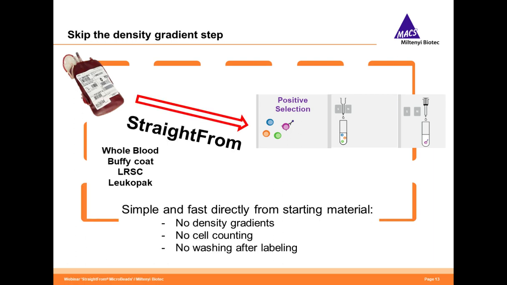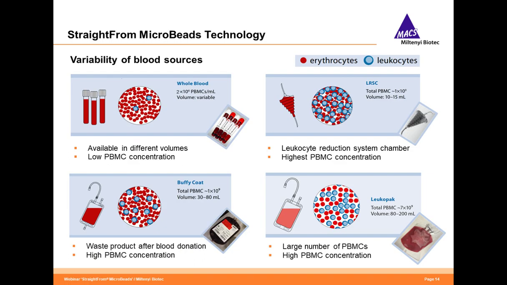So our intention was to directly skip the density gradient centrifugation, so that you are able to go straight from your source of blood to the positive separation of your cells of interest. And this without density gradients, without cell counting, and so on.